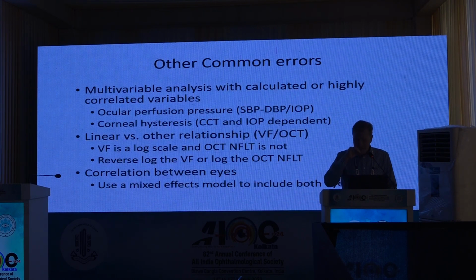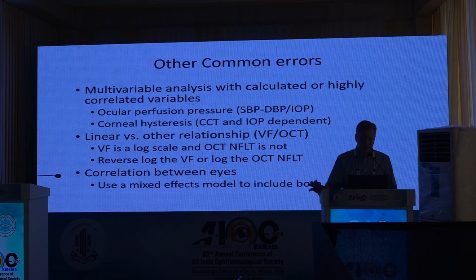The other common error that I see, and many of us in the glaucoma world will know about this variable, is ocular perfusion pressure, where you take systolic blood pressure minus diastolic pressure and then divide it by intraocular pressure. There have been several papers that showed that ocular perfusion pressure is associated with glaucoma. The problem with those analyses is they're not controlling for IOP. You've got a variable here that's a combination of 3 other variables. And so if you did the analysis and controlled for pressure, many of those studies showing that ocular perfusion pressure is associated with glaucoma will not show significance, where what's driving this relationship is the IOP.